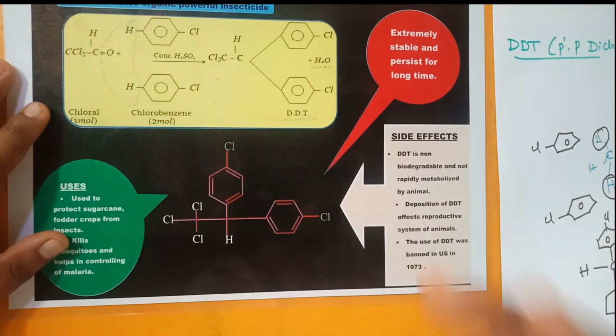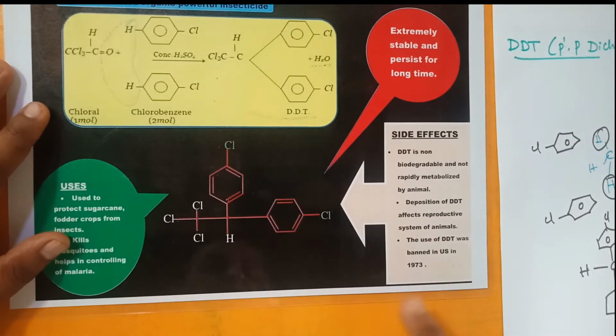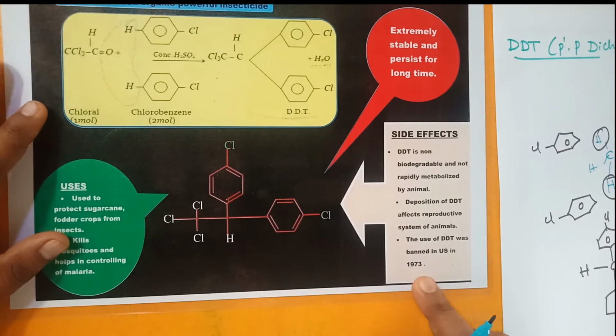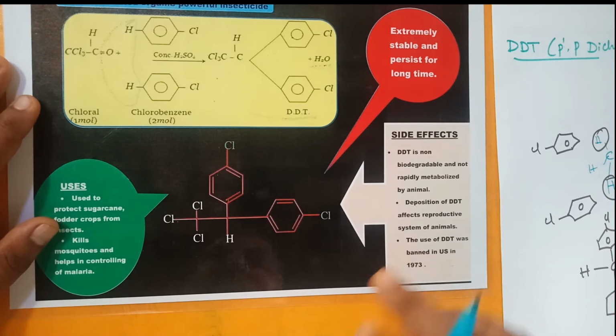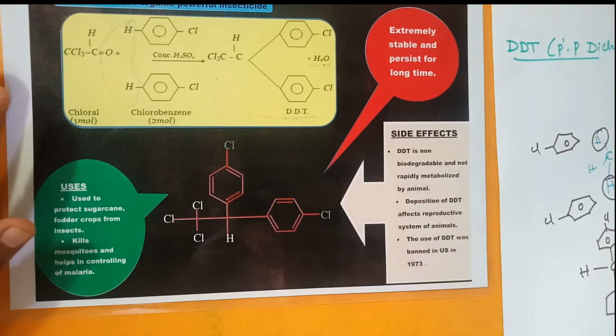For this reason, many countries in the world banned DDT. Even in the USA it was banned in the year 1973. But unfortunately, some countries in the world are still using DDT. This is the side effect of DDT.